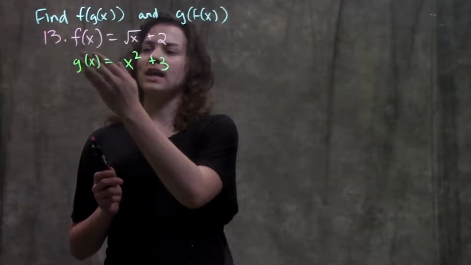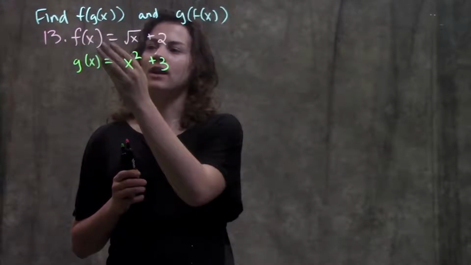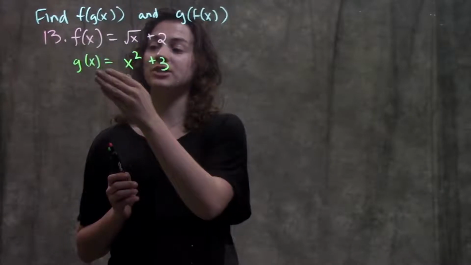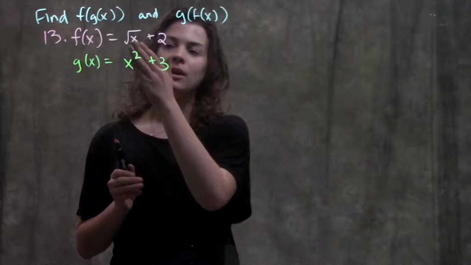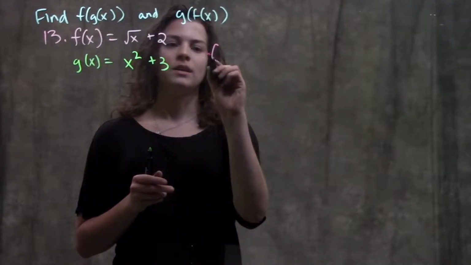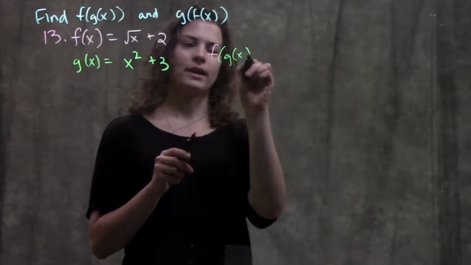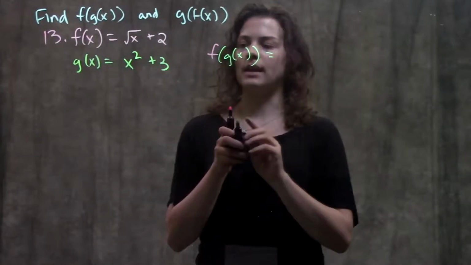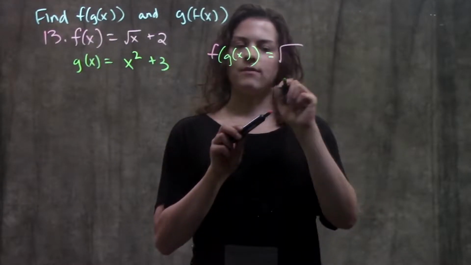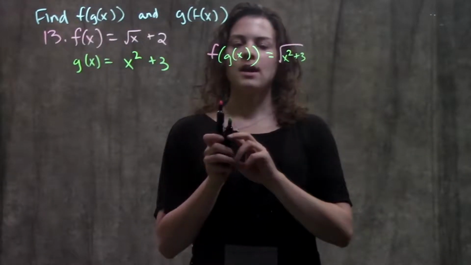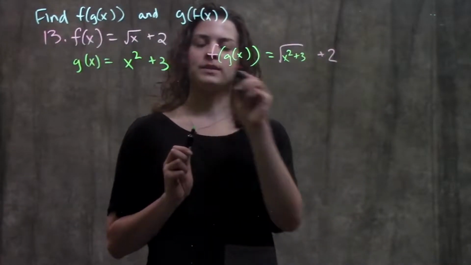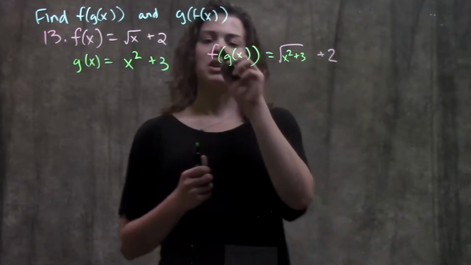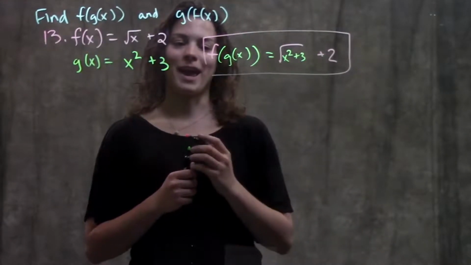Okay, so normally we have a function f of x, but instead of x here, we have a g of x. So that just means wherever we have an x in this function, we're going to plug in a g of x, or we're going to plug in this entire function wherever we see an x in this function. So f of g of x means that I have an x here, so I'm going to plug in x squared plus 3 instead. Now I have radical of x squared plus 3 plus 2, because that's just what the rest of my f of x function is. I see if there's anything I can simplify. Not really. So that's just my final answer for part A.